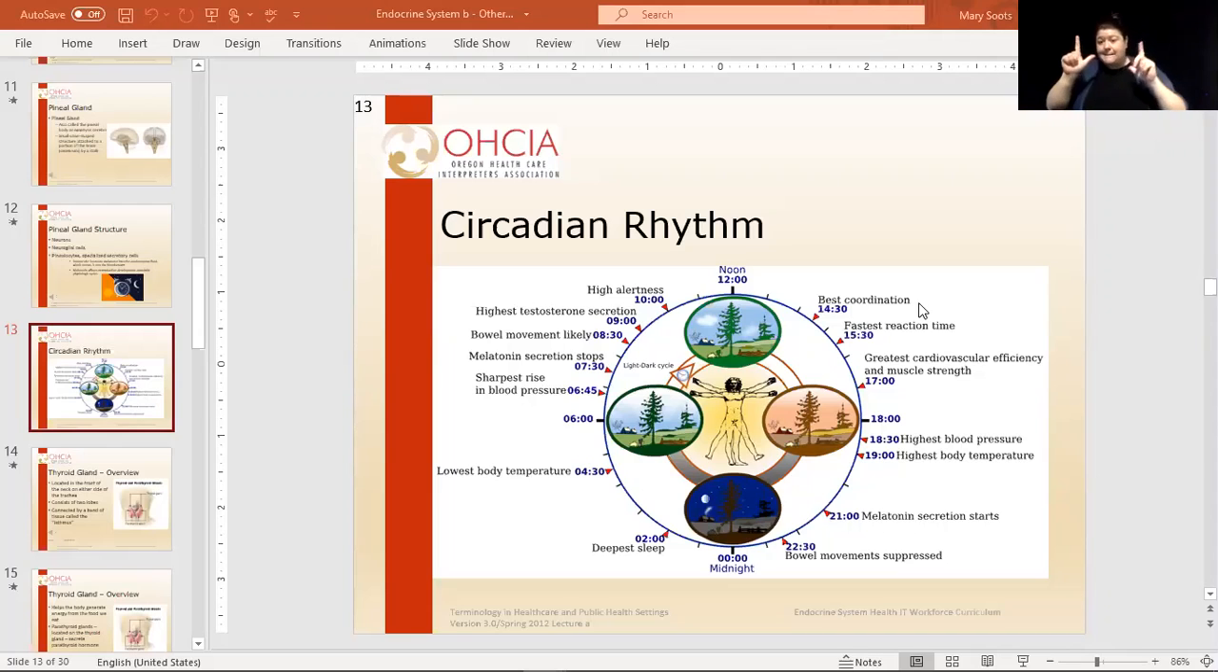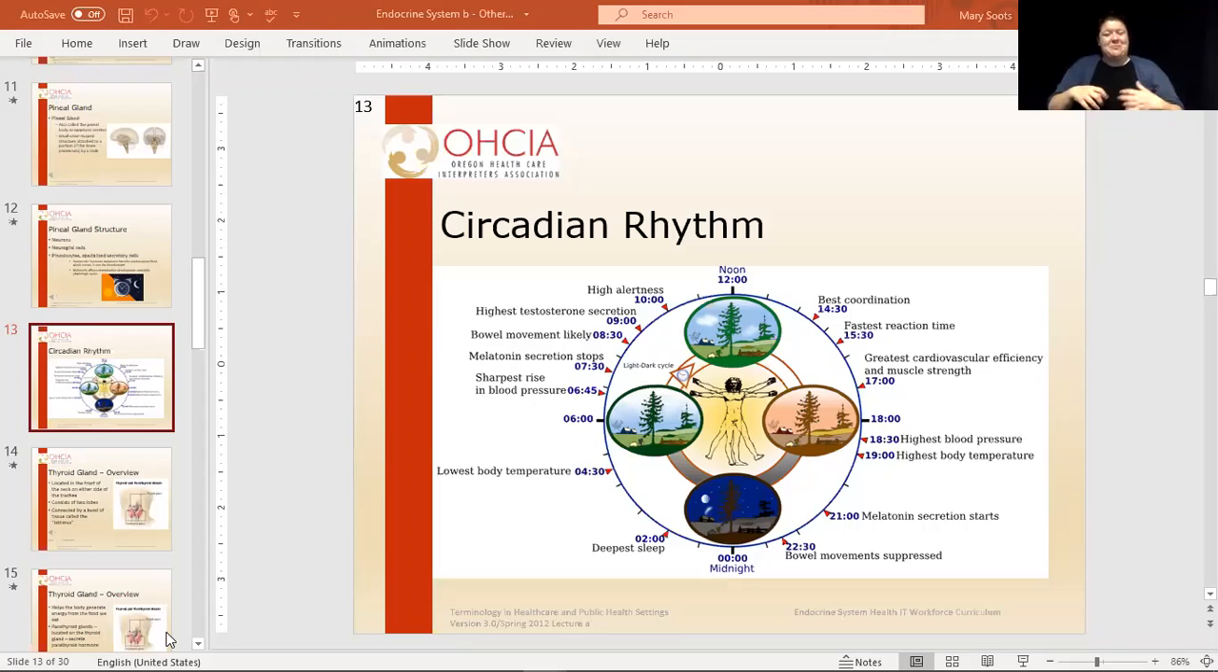Okay. So at 6:45, you have the sharpest rise in blood pressure. And at 7:30 a.m., your body stops secreting melatonin. And then at around 8:30 in the morning, it's most likely you're going to have a bowel movement around that time. Okay. And then at 9 o'clock in the morning is when you have the highest testosterone secretion. And then when you're the most forceful or most assertive or most confident, I'll say, especially the males because it's a male hormone.